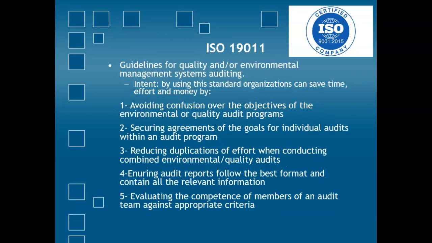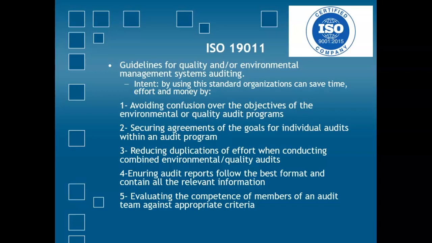Okay, so another standard, the ISO 19011. These are guidelines for environmental management systems auditing. They actually have groups of people that will go from business to business from the ISO to audit another business and make sure that they are complying with ISO guidelines. So the idea here is that by using this standard, organizations save time, effort, and money because they avoid confusion over objectives or environmental quality or audit programs. They secure agreements for goals.